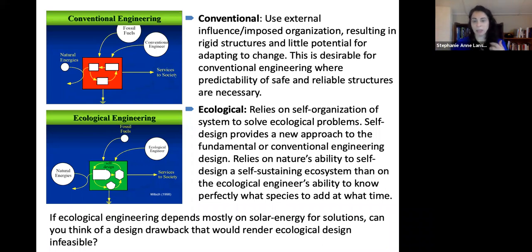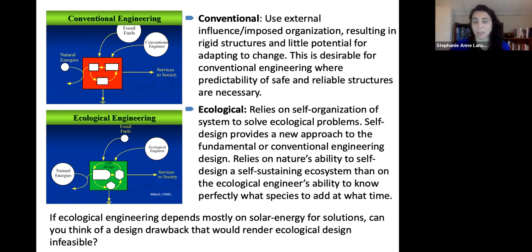But the idea with ecological engineering is that we're going to rely on self-organization of the system to solve problems. So it's a new approach, and it basically relies on nature's ability to self-sustain ecosystems. So we don't know exactly what the perfect species to add is at exactly what time. Nature does that. And so the idea is that we mainly depend on plants, we depend on solar functions, we depend on species to put us in that area and actually keep us sustainable, knowing the sustainability may not be a straight line.